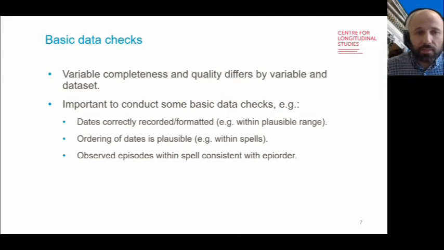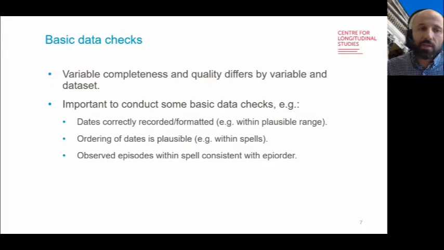So the variable completeness and the data quality does differ by the variable, it differs by the HES data set, and as I say, it has improved over time. But you might want to think about some basic checks on these basic variables and the structure, just thinking about whether the dates are correctly recorded and formatted. So a plausible range for when they should be, the range of dates covered by each HES data set, and you can also look to see whether the order of the dates within a spell makes sense. There's not one that's discharged 2 years prior to their admission.